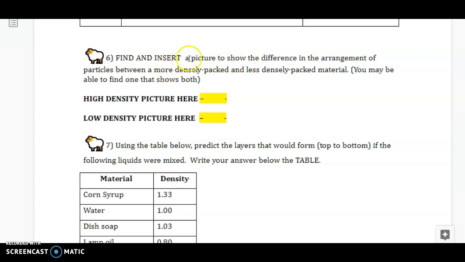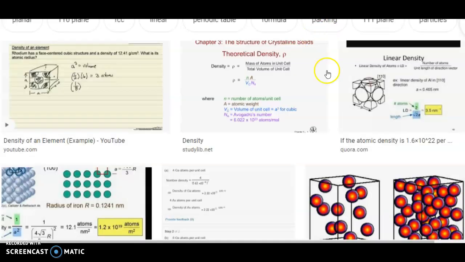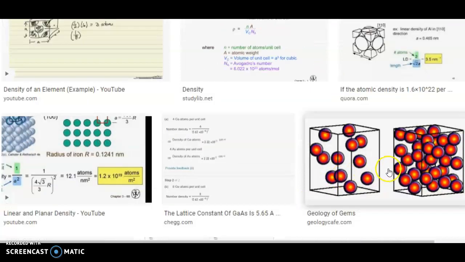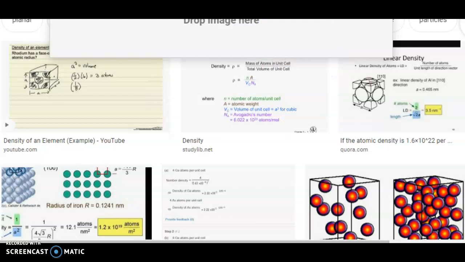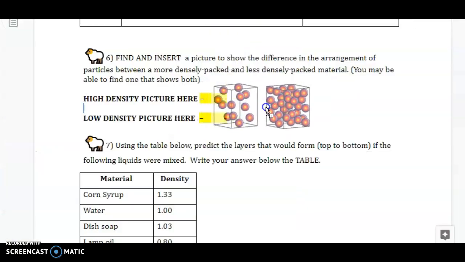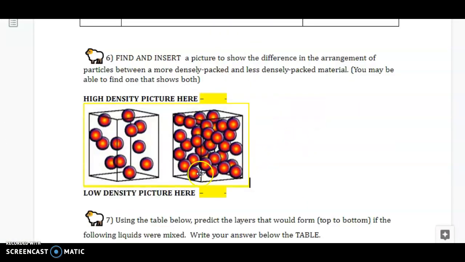So in this case it asked you to find a picture and put it in here. All I did is I searched the words density of atoms, and I found a couple of pictures. Here's one right here. So here's how you take a picture from Google Images and put it into a Google Doc. All you gotta do is grab this picture, and you come up here and put it into the section.